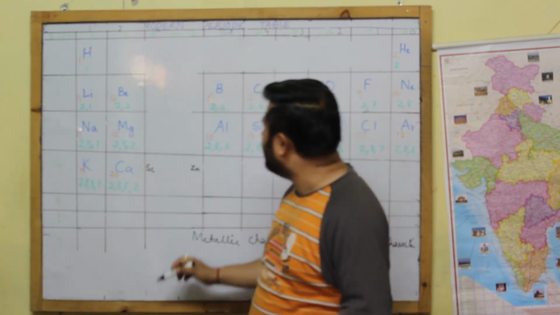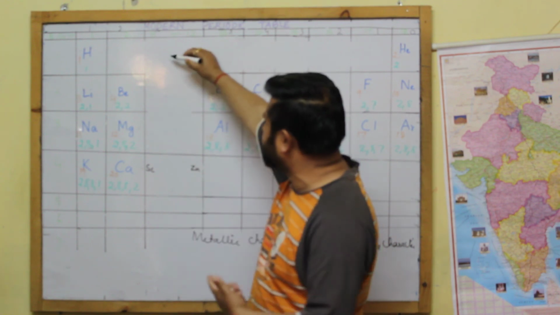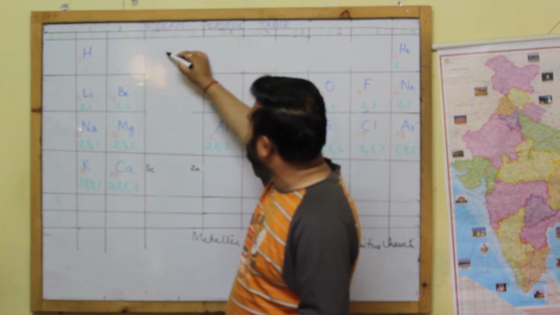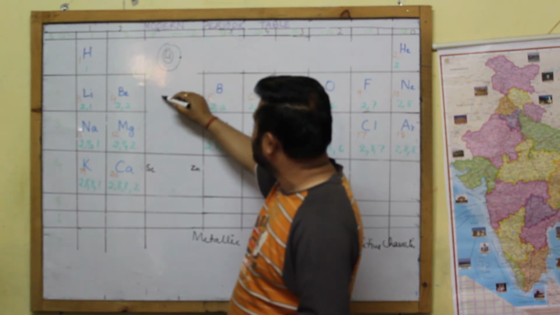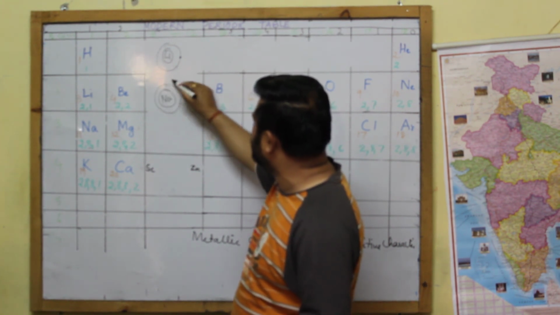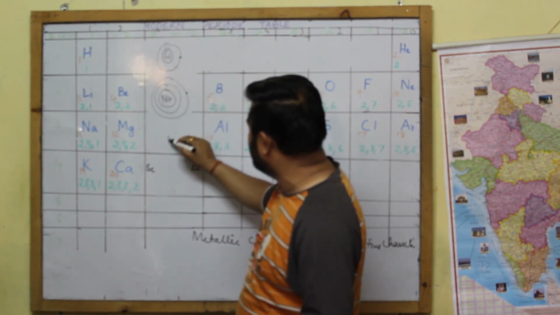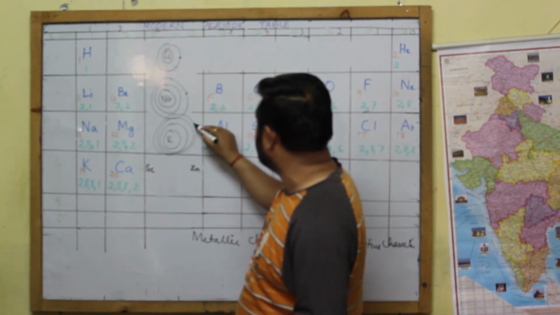Now look at the atomic radii. I wrote a space, I'll just write it down. Let's talk about lithium first. Lithium has got 2 shells, so 1 electron. Sodium has got 1, 2, 3 shells, again 1 electron. Potassium has got 1, 2, 3, 4 shells, it has got 1 electron.